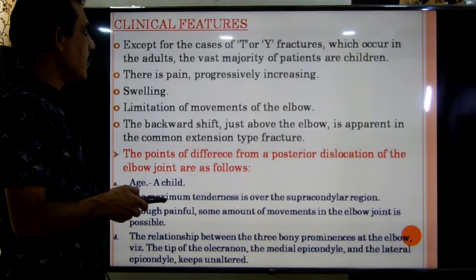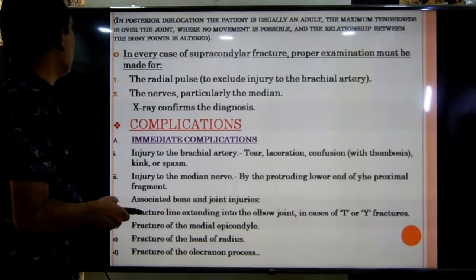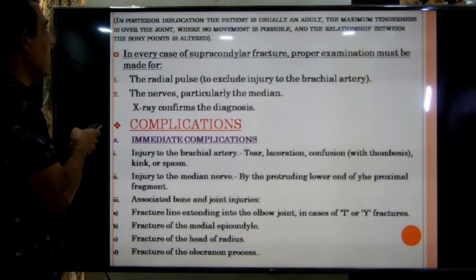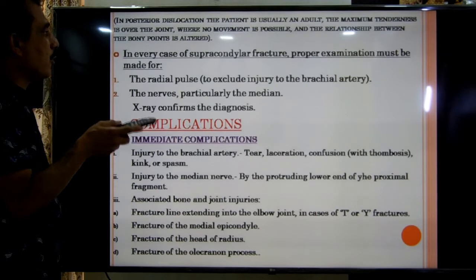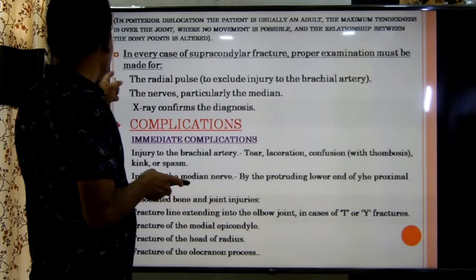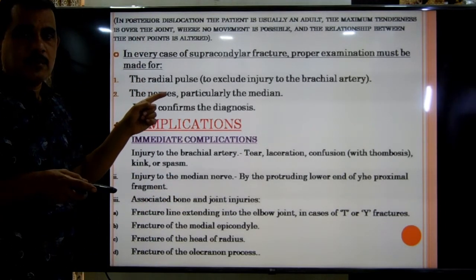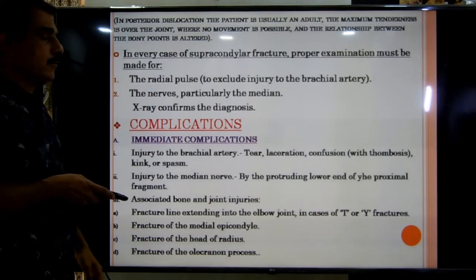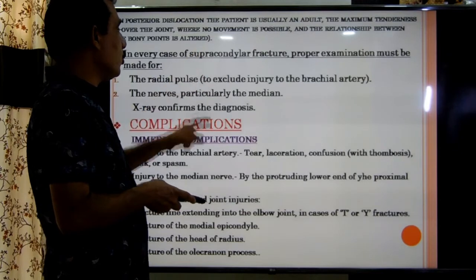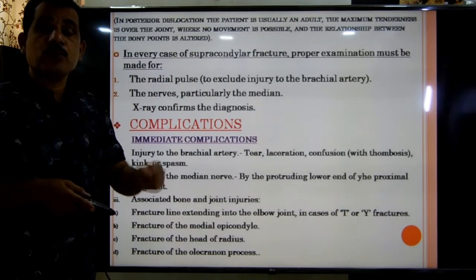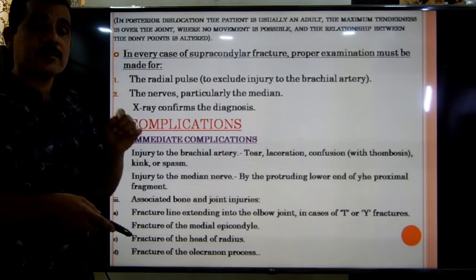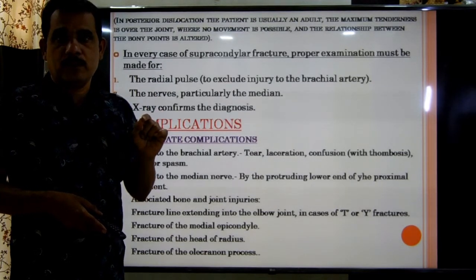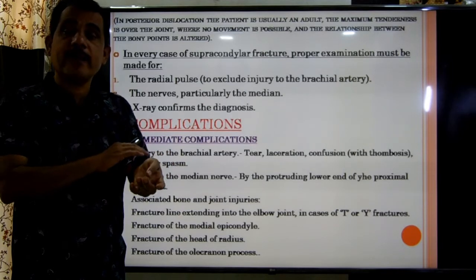Now we will come to the next point, the complications. But before going to complications, you should remember that in every case of supracondylar fracture, proper examination must be made while clinically examining the patient. Number 1, the radial pulse, to exclude injury to the brachial artery, because, as you will see in complications later, the chances of injury to the brachial artery are more. So while clinically examining, you should examine the radial pulse.